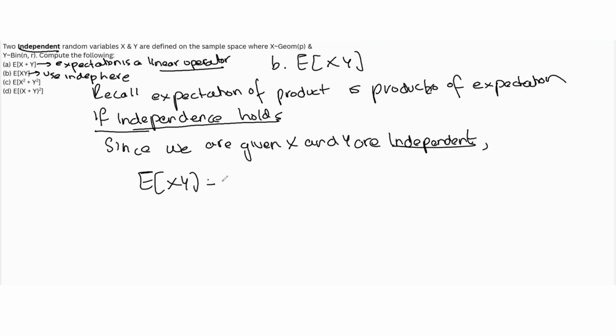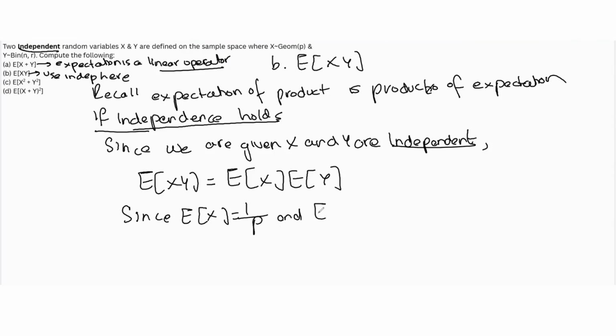When we were writing the expected value of X plus Y as the expected value of X plus the expected value of Y, we did not need independence there. That follows from the fact that expectation is a linear operator. But when we have the expected value of XY, we can only write it as the expected value of X times the expected value of Y if we know they're independent. Since the expected value of X we saw is 1 by p because it's geometric, and the expected value of Y is nr because it's binomial, we can write the expected value of XY as nr by p.